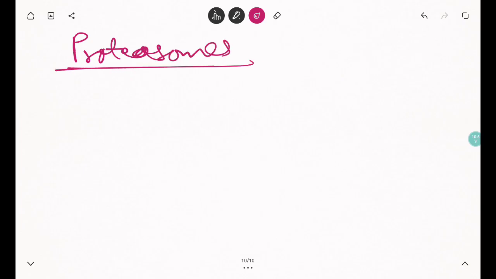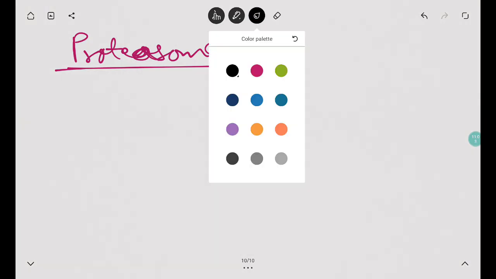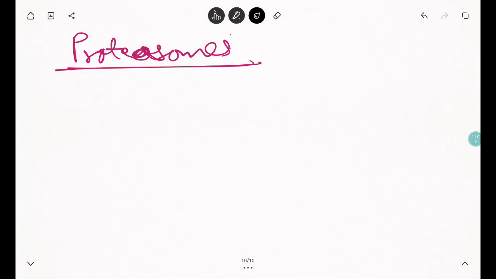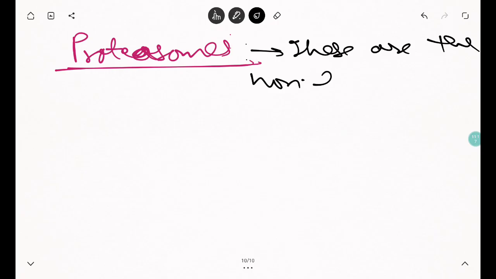Now let us talk about this intracellular digestion a little bit. There are some structures which are called proteasomes. In the book, it is written proteasomes. What are these? These actually perform the process of digestion. These are the non-lysosomal clusters.